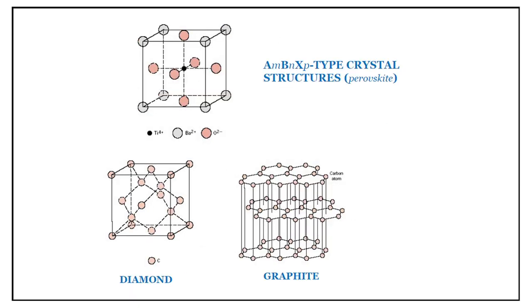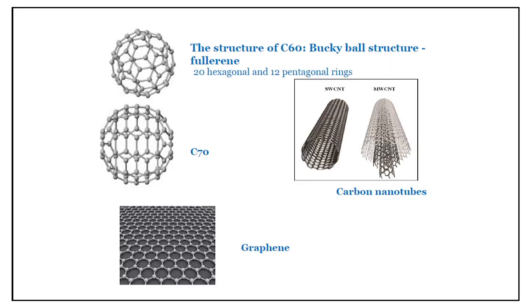Another structure is an AmBnXp type crystal structure, that is titanium, beryllium and oxygen cells. You can see the atoms arranged like this. You can see the diamond structure and also the graphite structure. The structure of C60, the buckyball, fullerene, has 20 hexagonal and 12 pentagonal rings. Nowadays, carbon nanotubes play a major role in our research. You can see pictures of single wall carbon nanotubes and multi wall carbon nanotubes.